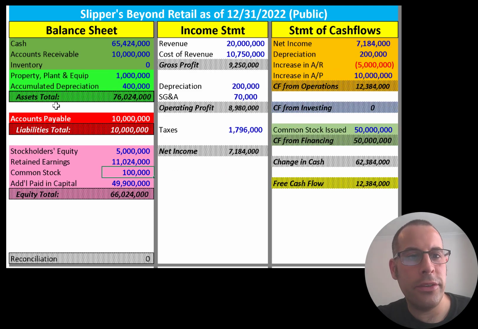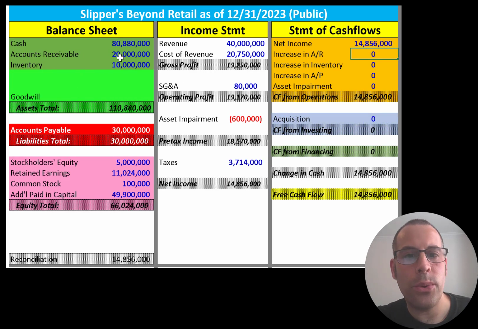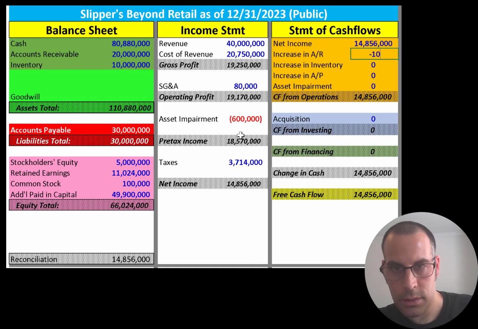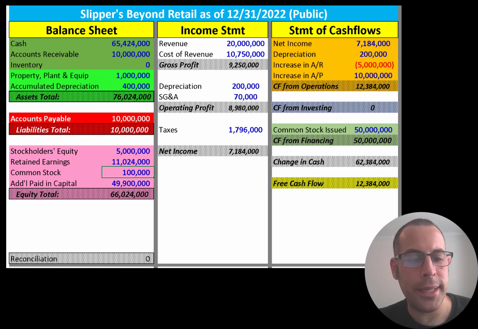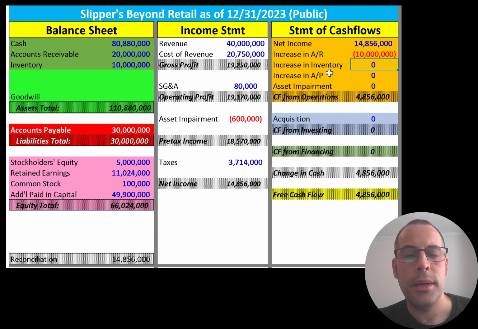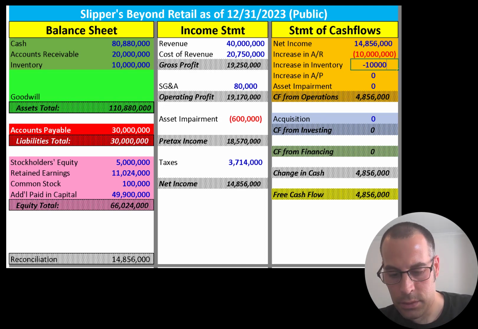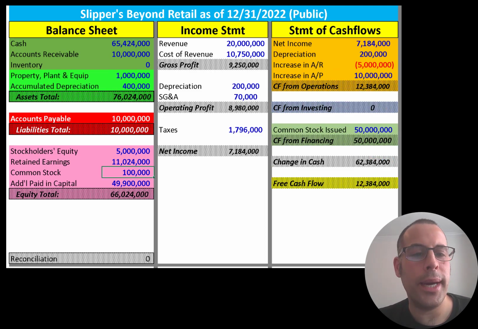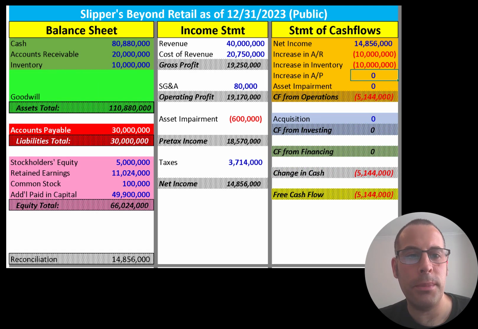Last year, our accounts receivables was $10 million. Now it's $20 million. When accounts receivables goes up, cash goes down. And last year, our inventory was $0. Now our inventory is $10 million. When inventory goes up, cash goes down. And last year, we had $10 million of accounts payable. Now we have $30 million. When accounts payable goes up, cash goes up.